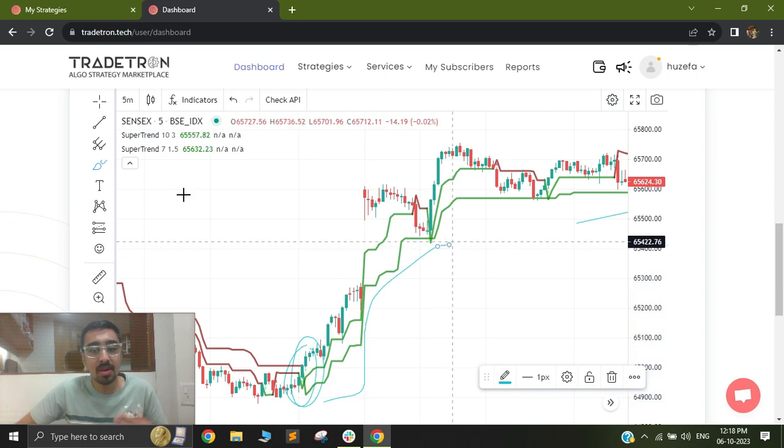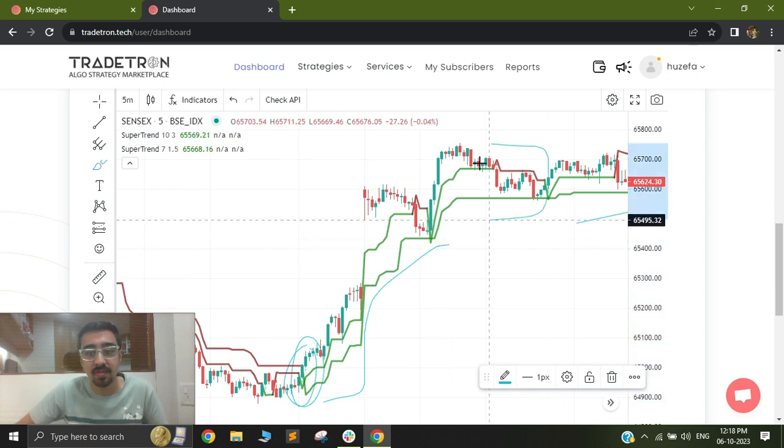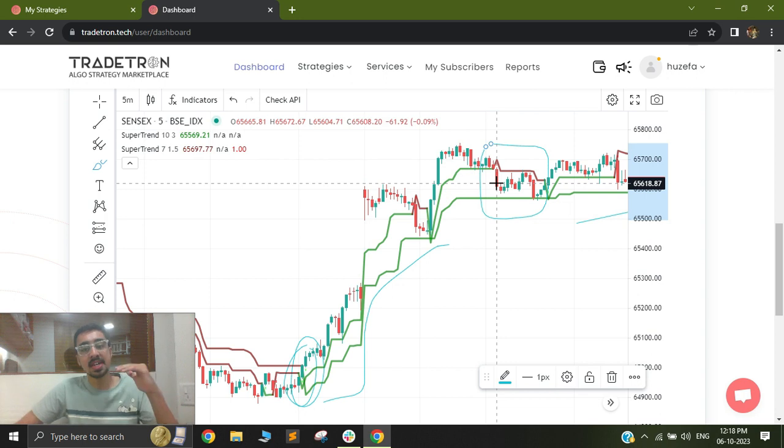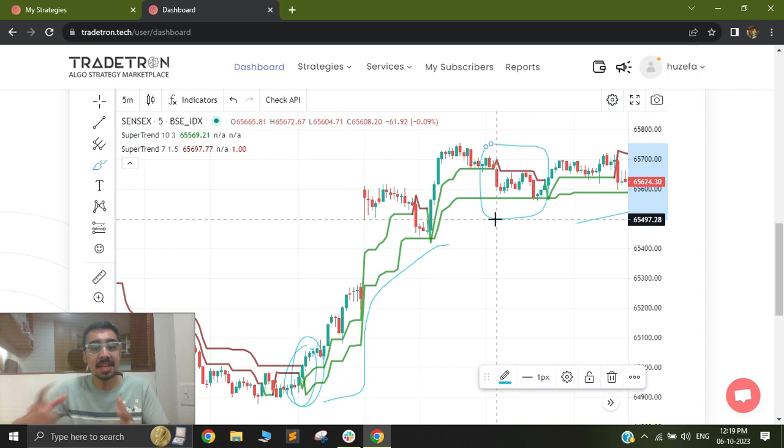However, whenever the color changes, where let's say the slow moving super trend is giving a red color, but the fast moving super trend is giving a green color, or vice versa, in that case, the movement is generally sideways. So since we are trading futures, whenever both these super trends have the same color, which means both are pointing to the same direction, we will take a trade. And whenever they are giving opposite directions, we will square off the trade, and we will not have any open position at that particular point of time.